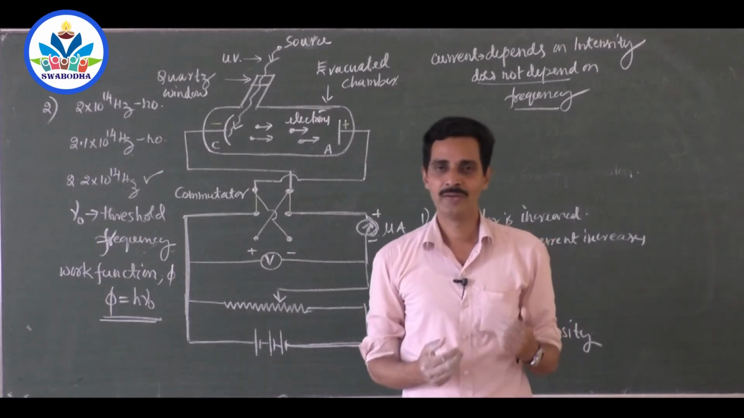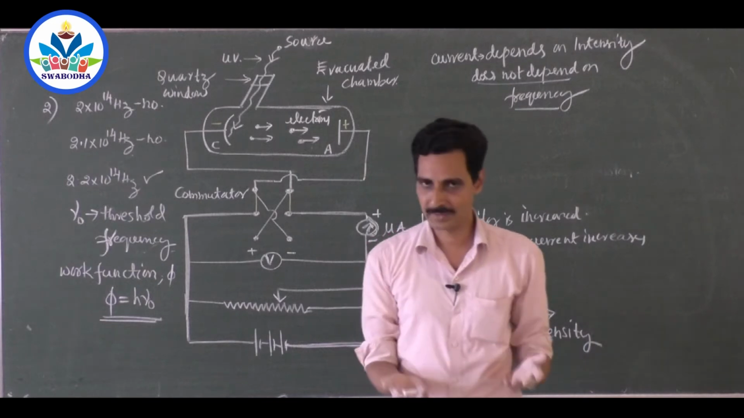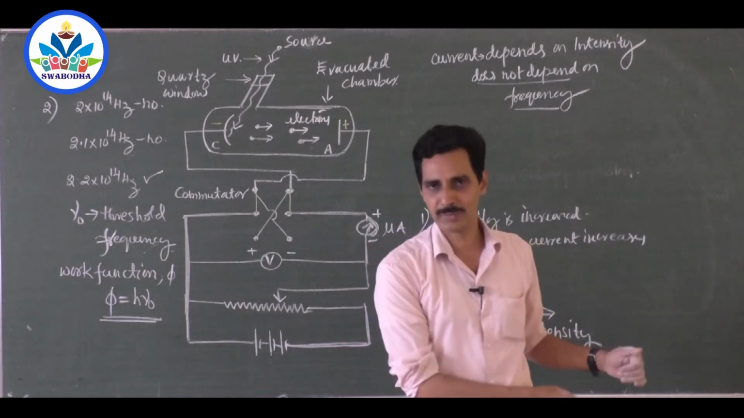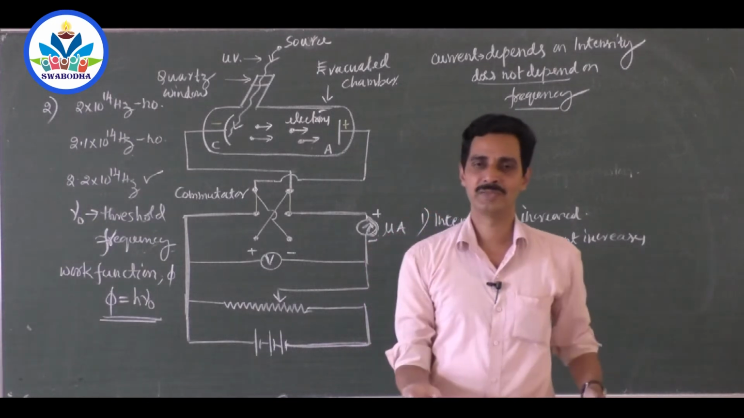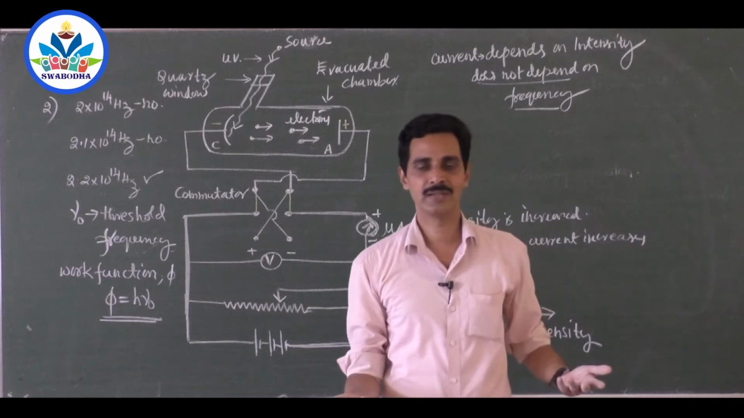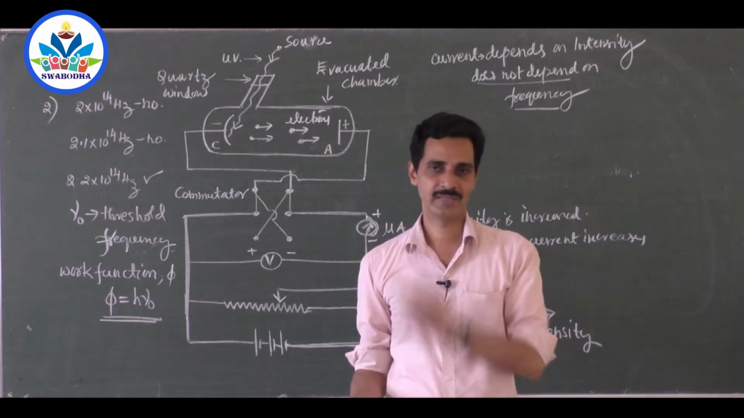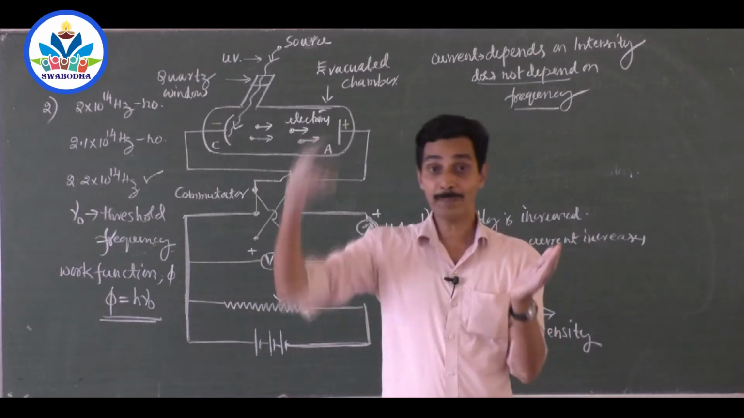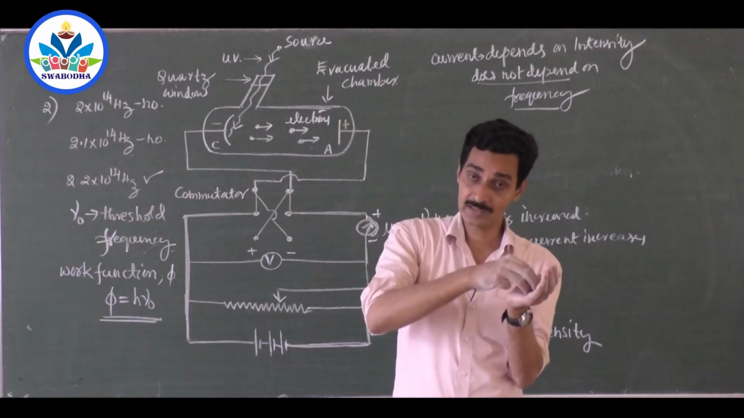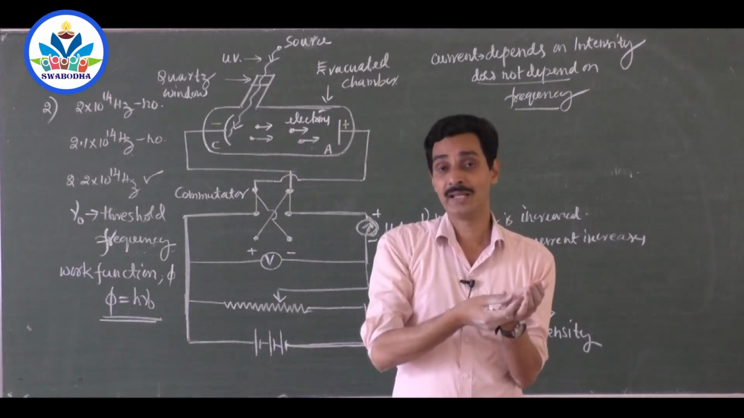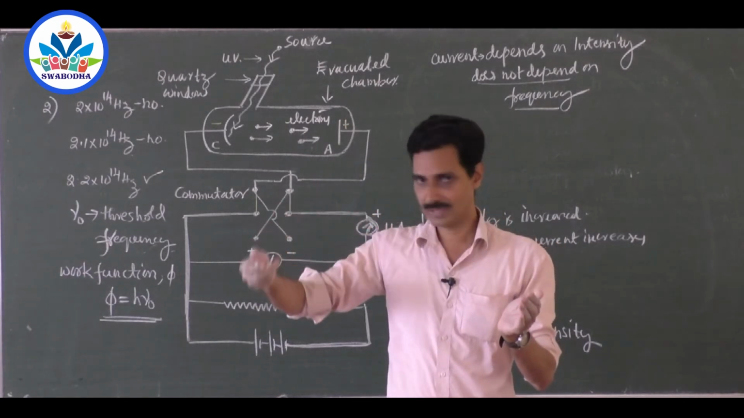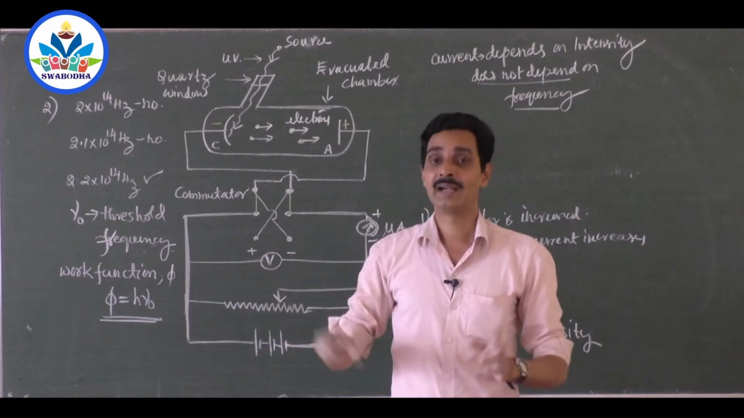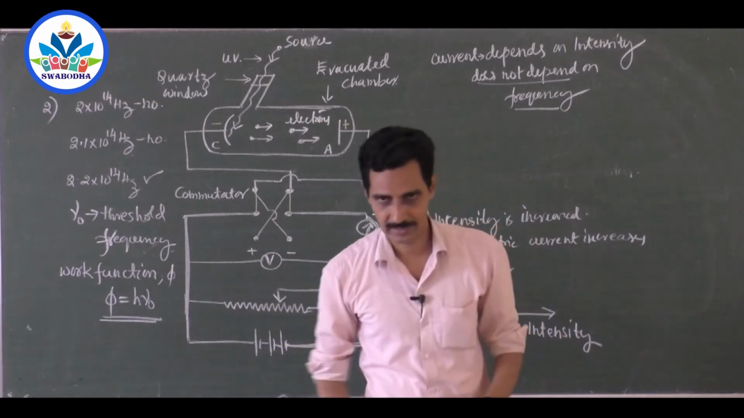Suppose you are given 150 rupees, you will spend 80 rupees for traveling, 70 rupees will remain. The equation: how is the equation? 150 is equal to 80 plus 70. That's all. If you supply some amount of energy, among that, a little amount of energy is used to remove the electrons from the surface of the metal, and the remaining energy is used as kinetic energy.